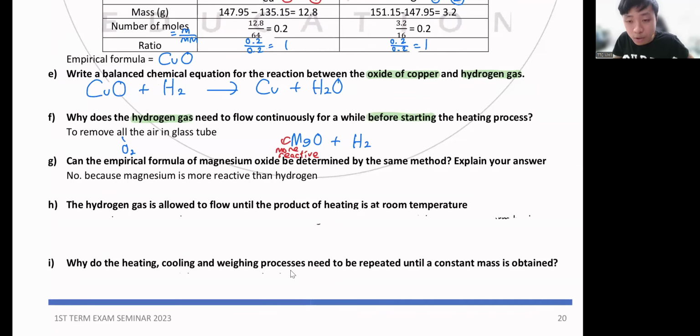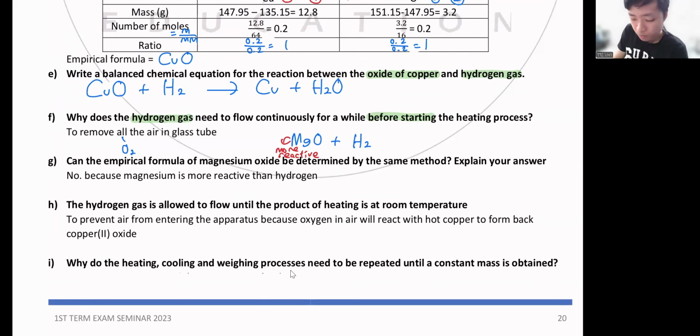The hydrogen gas is allowed to flow until the product of heating is at room temperature. So even after heating, when you're cooling down the product, which is the copper, you have to let the hydrogen gas continuously flow. Why? To prevent air from entering, to prevent any oxygen from entering.